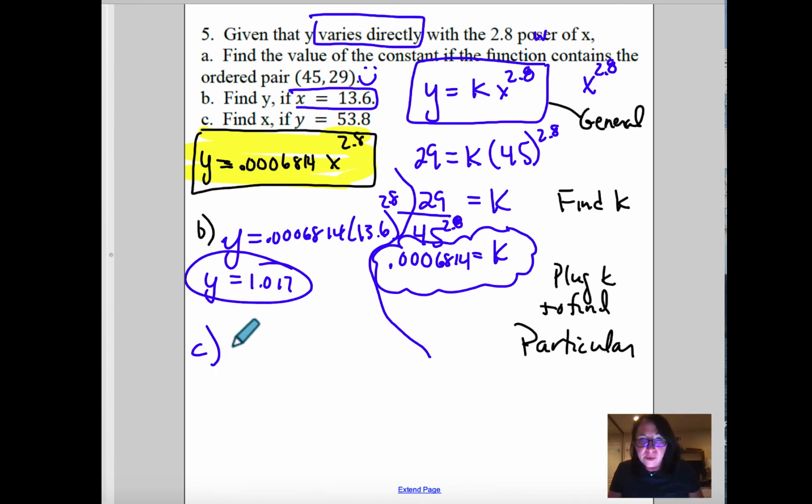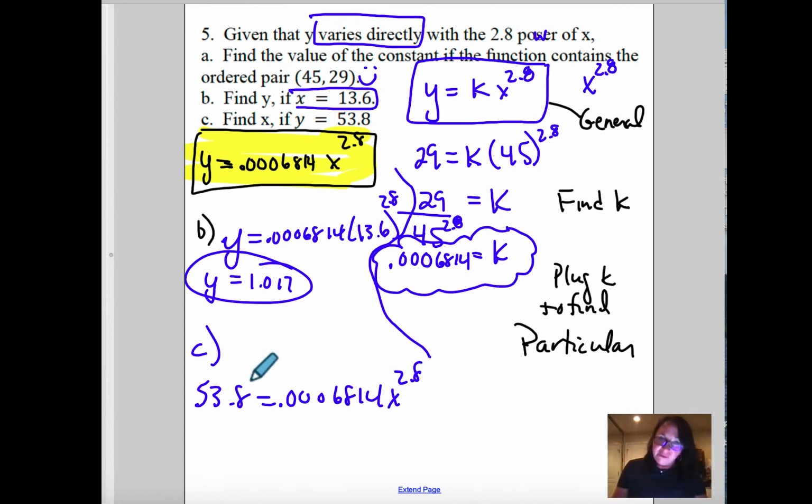And for C, it says find x. So we plug in that value for y. So we go 53.8 equals 0.0006814 x to the 2.8 power. We take 53.8, we divide by this number here, and then you have x to the 2.8 power equals whatever that is. I think it's 78,000, something like that.